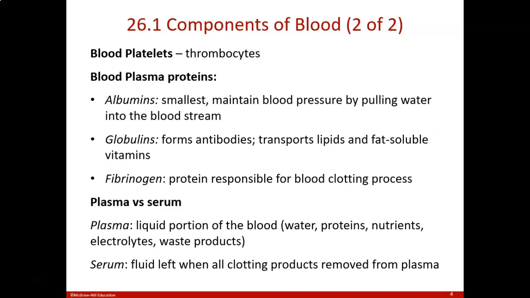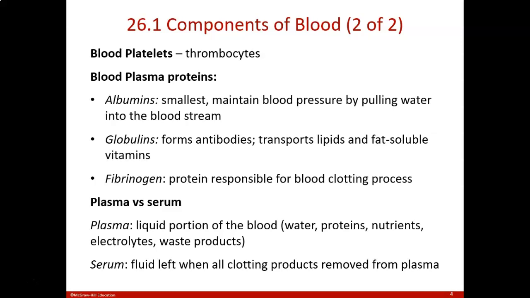Then within the blood plasma, we also have very specific blood plasma proteins. There are 3 of these proteins. The first one is albumin, and albumin is the smallest protein, but it's very important because it helps to maintain our osmotic pressure within our blood and also maintain our blood pressure. And so with albumin, the higher the albumin level, the more water it will pull in from the surrounding tissues into the bloodstream. And if there's less albumin, then you can actually get rid of water that way. So it maintains our osmotic pressure within our bloodstream.